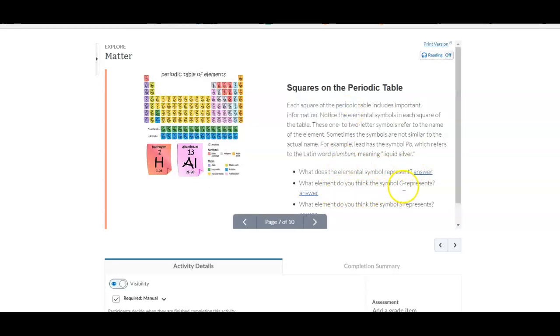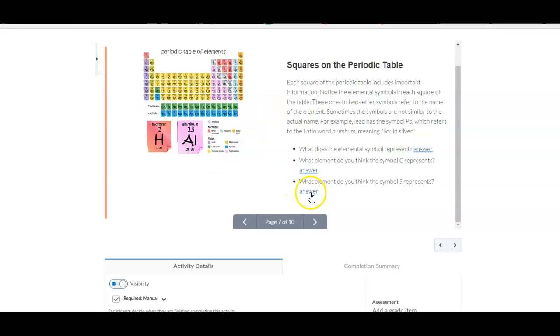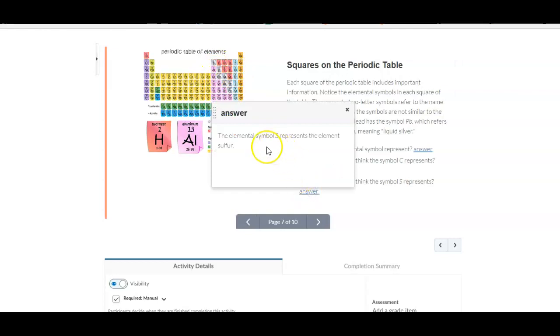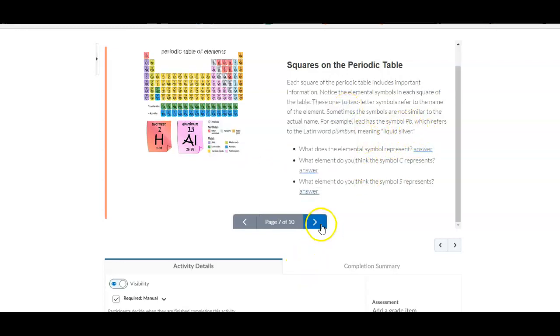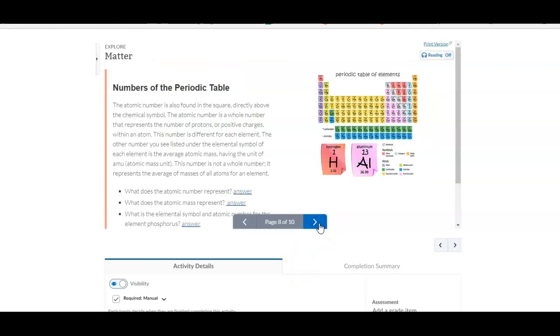What element do you think the symbol C represents? So C is element number 6. Elements go in order. This is 1, 2, 3, 4, 5, 6. So they go in order from left to right. Okay, and that is carbon. And what element do you think the symbol S represents? So S is over here, and you might be thinking silver, but it's actually sulfur. Okay, and we just talked about silver. It's actually Pb.